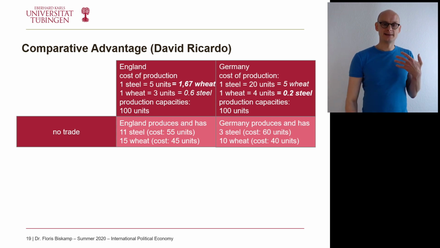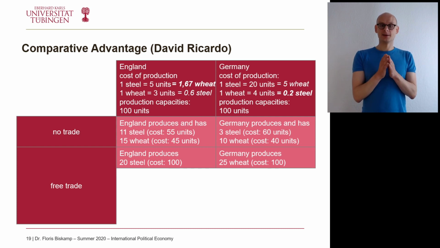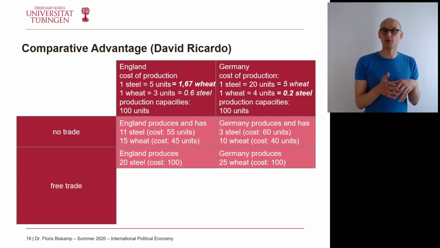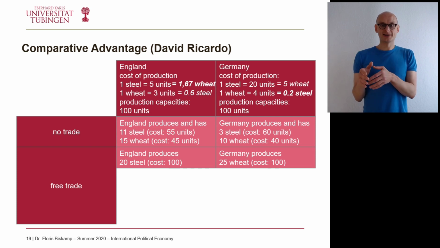Now let's say they decide to remodel their production for international trade and see what they end up with then. The English would once again remodel their whole production to steel production and only produce steel, and they would still produce 20 units of steel. Germany would once again only produce wheat, and they would end up producing 25 units of wheat, and both would invest their 100 units of production capacity.